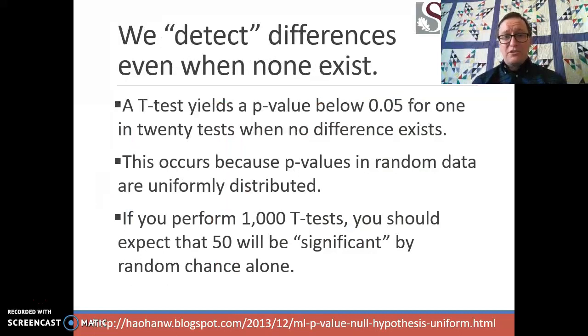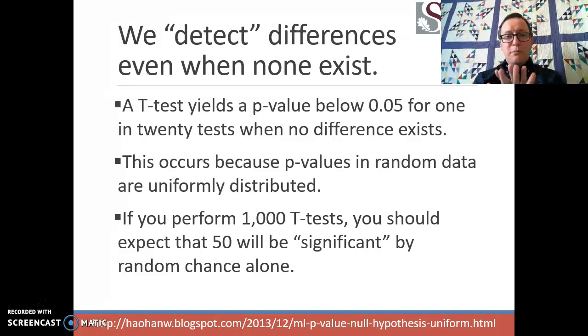The next problem that we need to understand is that we can detect differences even when none of them exist. So a t-test, student's t-test, yields a p-value below 0.05 for 1 in 20 tests when no difference exists. It's an important concept. You might think that if you run a t-test on a bunch of data that are from the same mean and the same distribution, so A and B distributions overlap right on each other, that it would never give you a p-value below 0.05. But that is not correct.